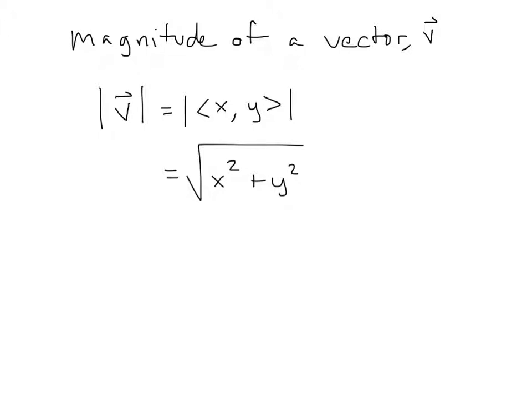So to find the magnitude, you would say the magnitude of vector v is equal to the x component squared plus the y component squared, and then we take the square root. And this comes from the Pythagorean theorem. So we're trying to find the length of the vector, and we have to do that using a triangle. Our vector is the hypotenuse of the triangle, which gives us this formula for the magnitude.